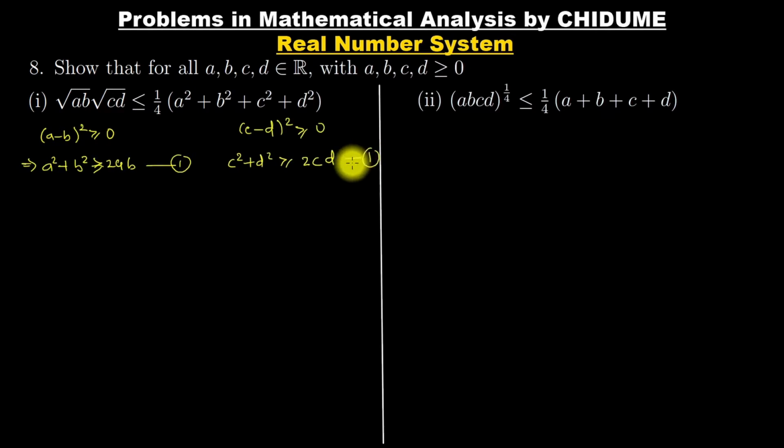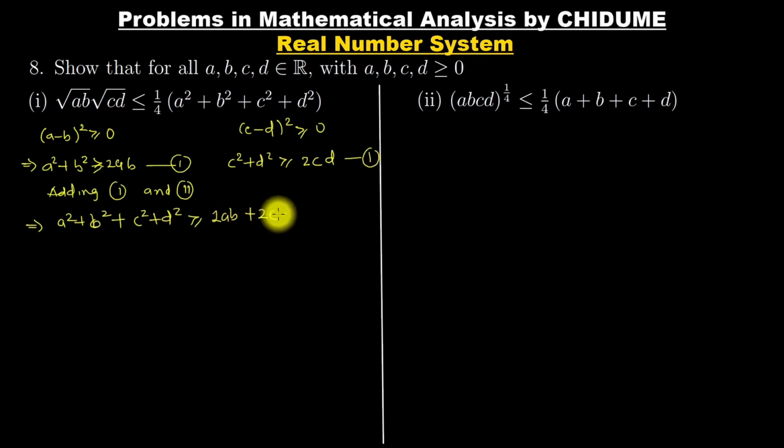So let's call this 2. If I add 1 and 2, what am I going to have? That means I'm going to have a square plus b square plus c square plus d square, which is actually greater than or equal to 2ab plus 2cd. Now what do you observe?